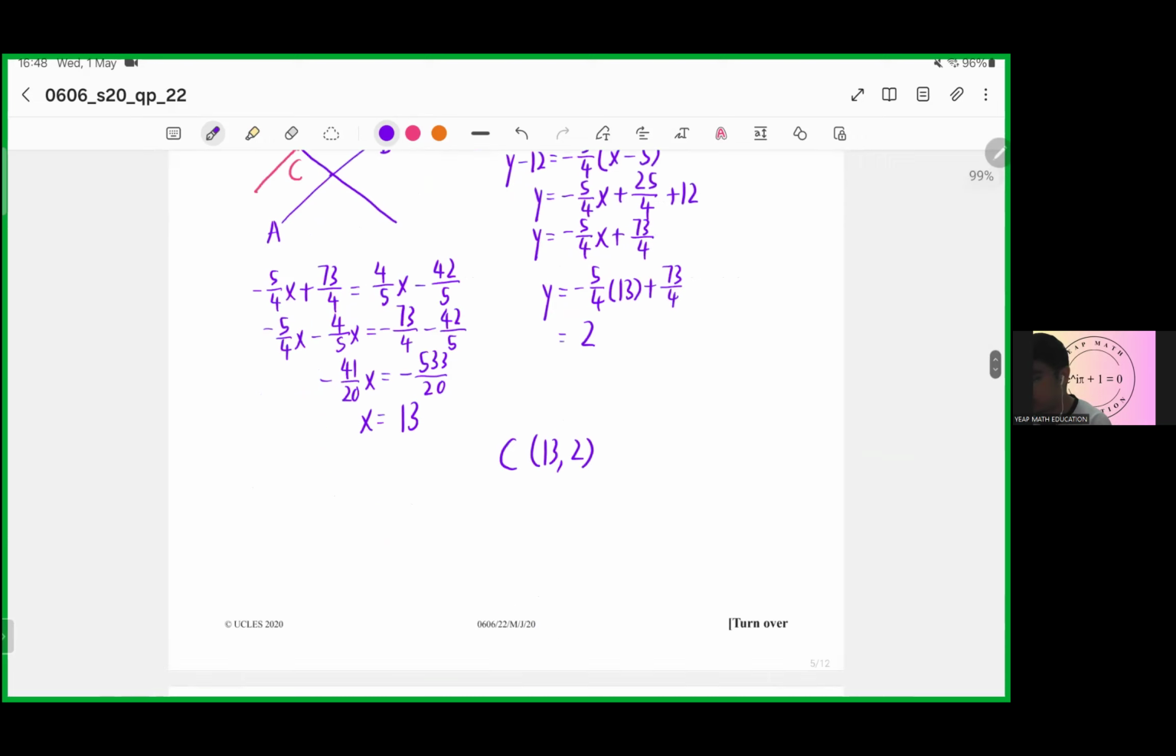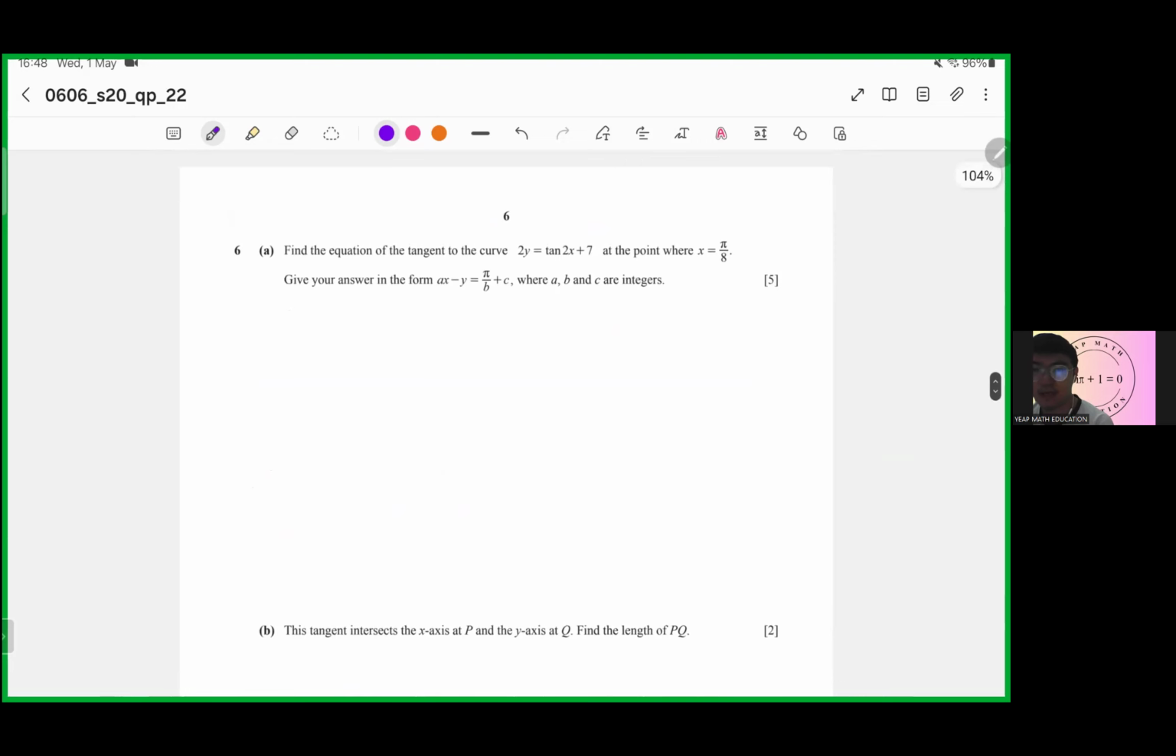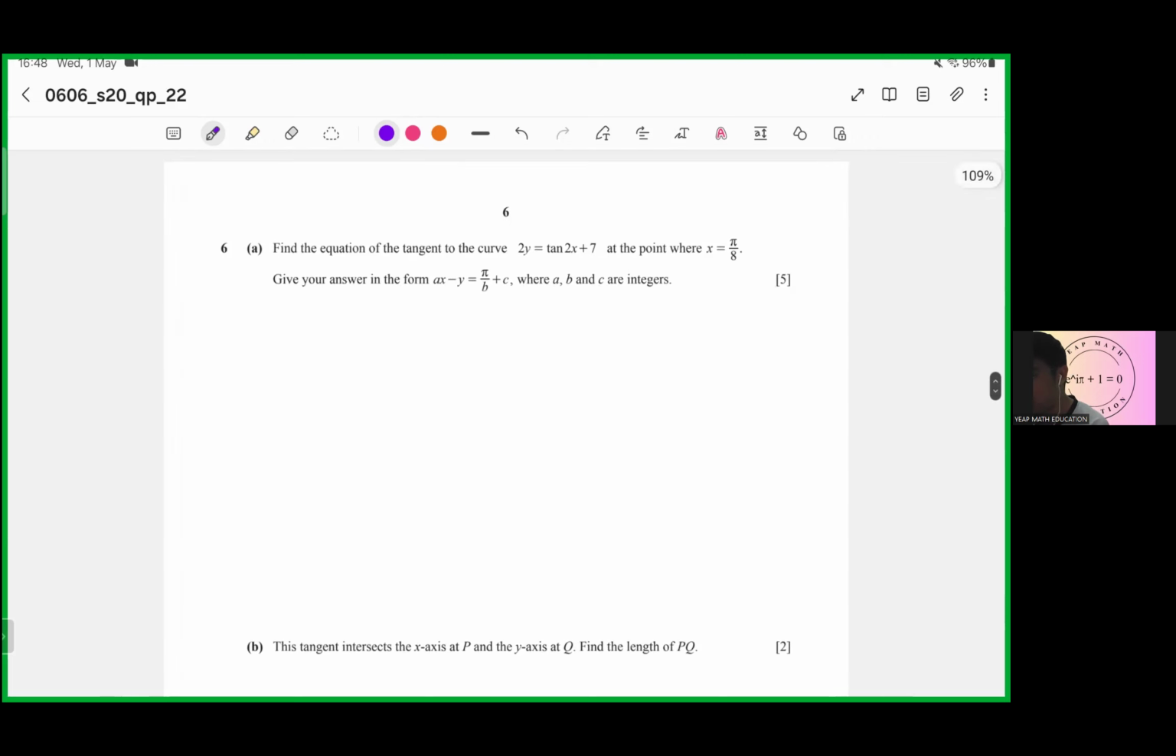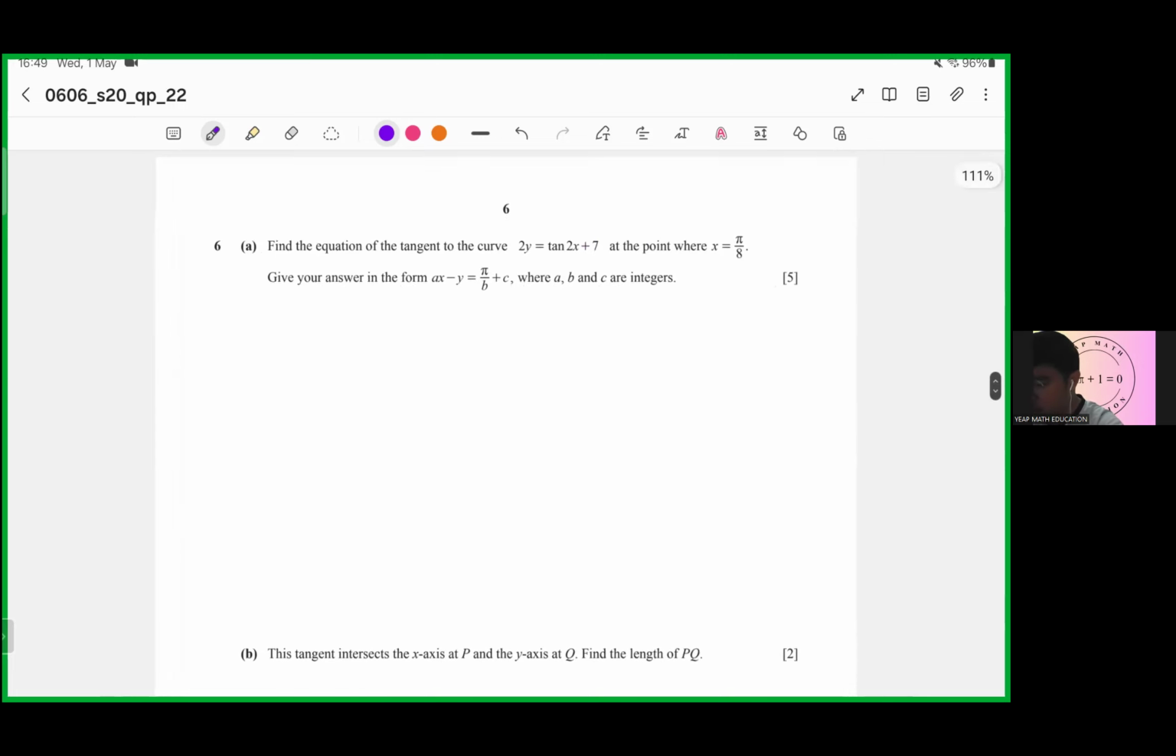Now we look at question 6. Question 6a asks, find the equation of the tangent to the curve 2y equals tan 2x plus 7 at the point where x equals 1 over 8 pi, giving your answer in the form ax minus y equals 1 over b pi plus c, where a, b, and c are integers.